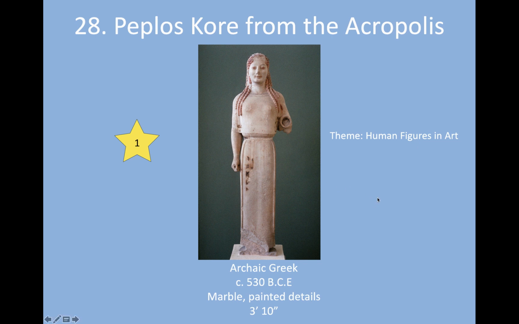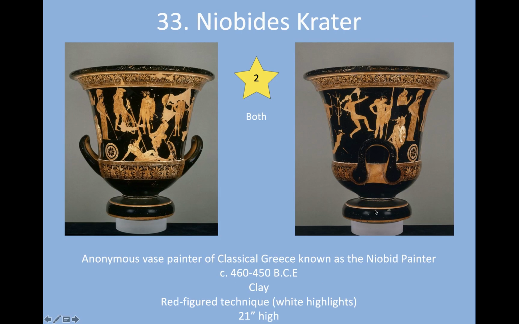Okay, the last one we're going to do today is this thing called the Niobides Krater. You're supposed to know both sides of this, and so these are your two images. The Niobides Krater is called that because, one, a krater is a giant punch bowl that would have been used to mix water and wine, because unlike the wine of our day, ancient Greek wine was made super, super concentrated, and the Greeks would mix it with water to make it drinkable. If you've read the Odyssey, you remember the scene where Odysseus tricks Polyphemus into drinking wine that has not been watered down. So that's what a krater would have been used for.